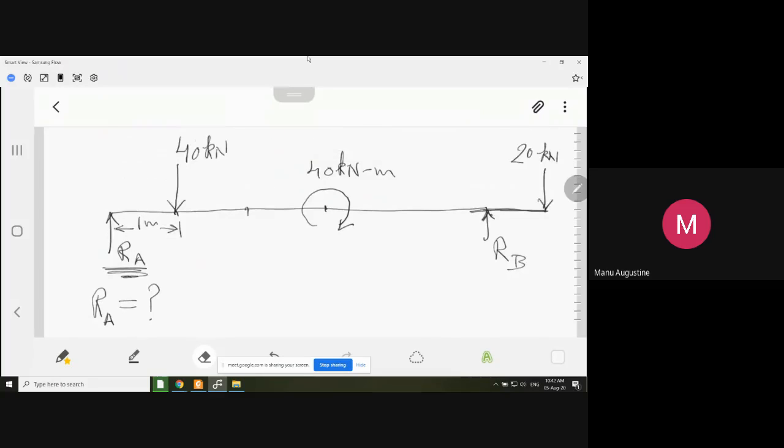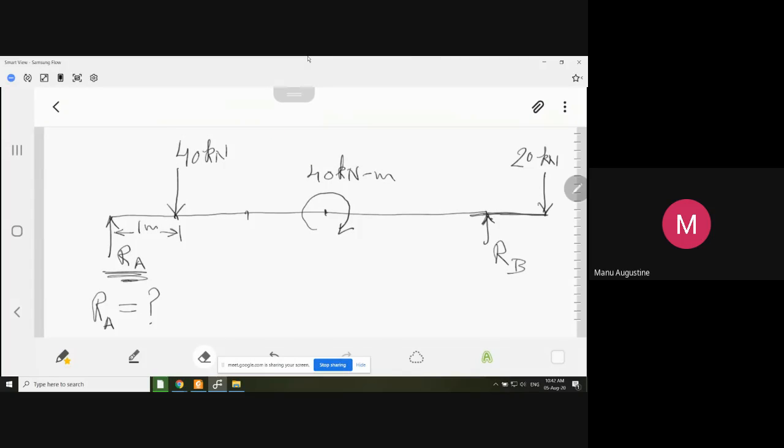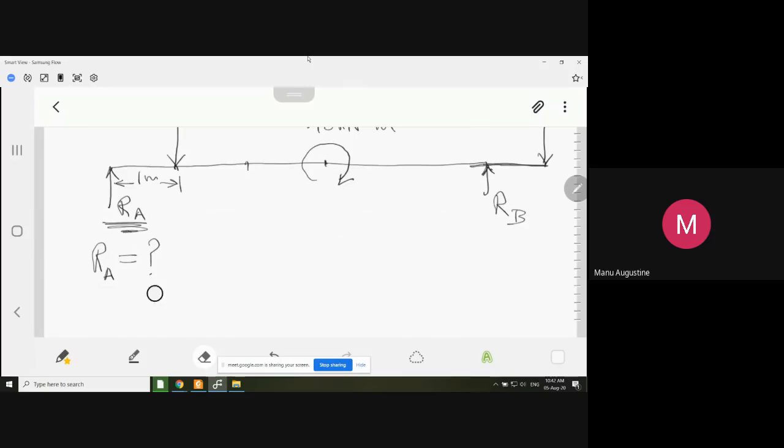Coming back to the original problem. Now what I have to do is, I have to create a lift at point A because I have been asked the reaction at A. Agar B pe pucha hota to B se uthata aur R pe pucha hai to R se utha do. Now let us see what happens.